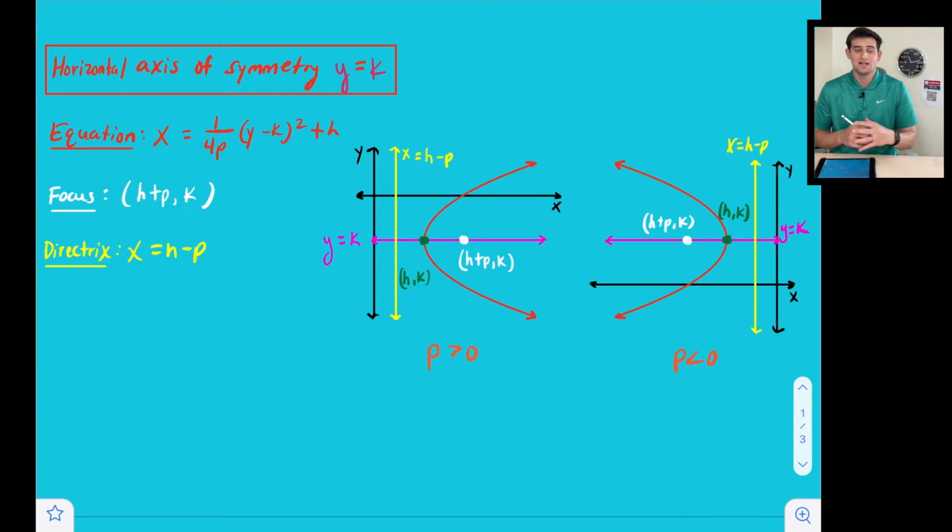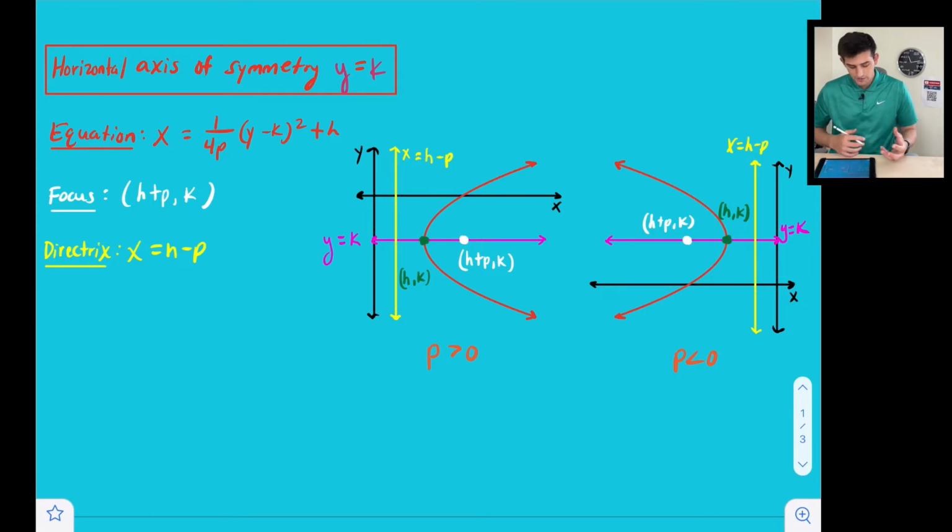Whatever k looks like, it's going to be kind of opposite, right? So if we see plus 1, we're actually going to go down 1, minus 1, we're going to go up 1. And then for h, now h is what it looks like. If we see plus 5, we're going up 5, minus 5, we're going down 5. So now for our focus, we're going to add p to the h value this time, and our k value is going to stay the same, right?